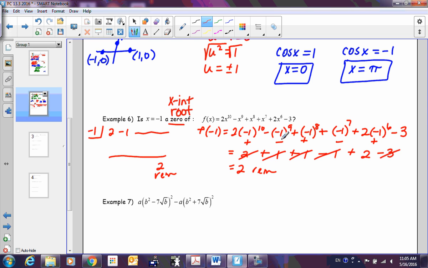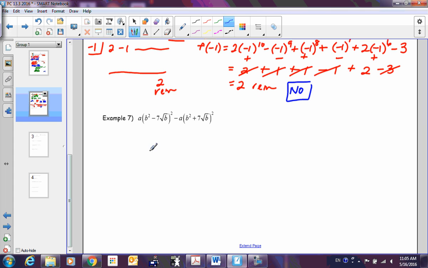So is the answer yes or no? We want the remainder to be 0. It's not 0, so no. Okay, so we could use this theorem. We could have used synthetic division or even long division. All right, those are also things we have. Okay, example 7 is kind of weird.